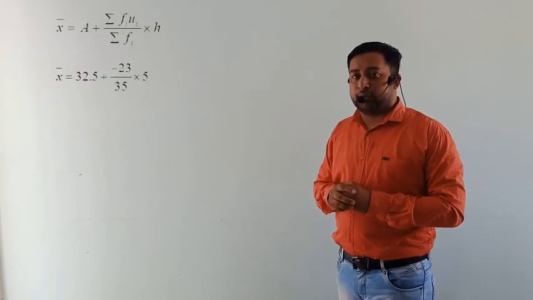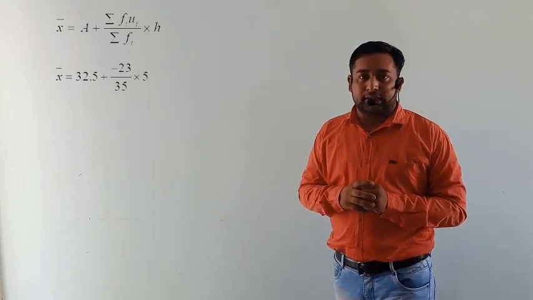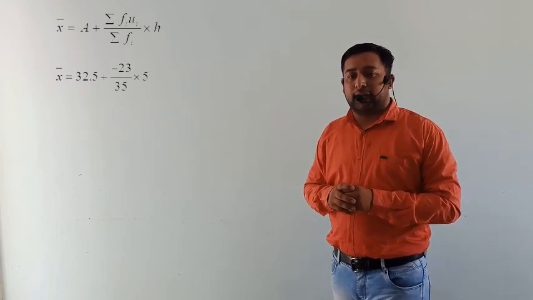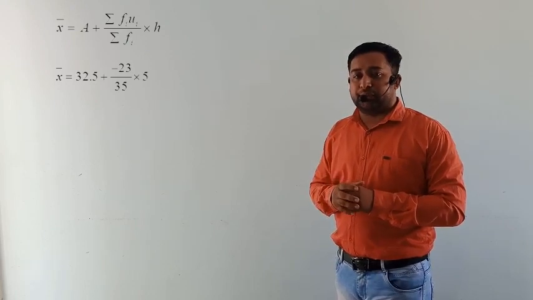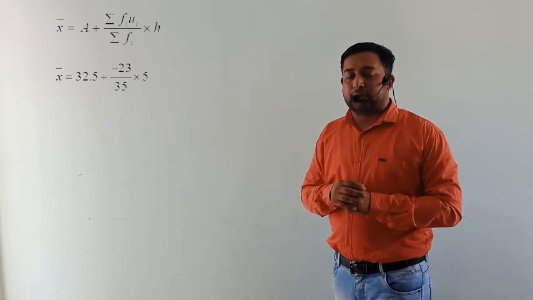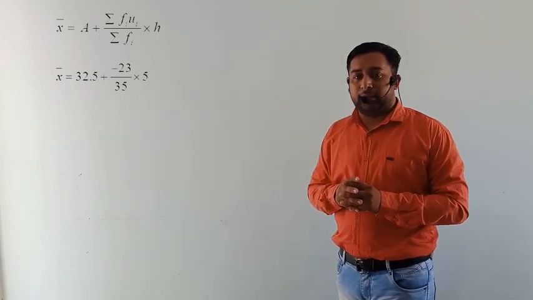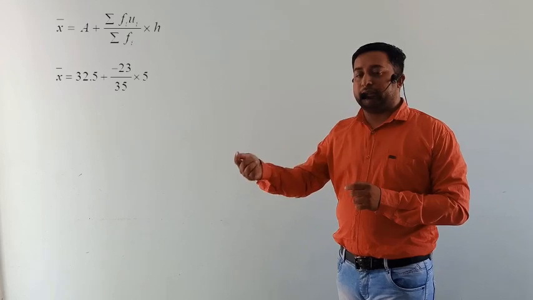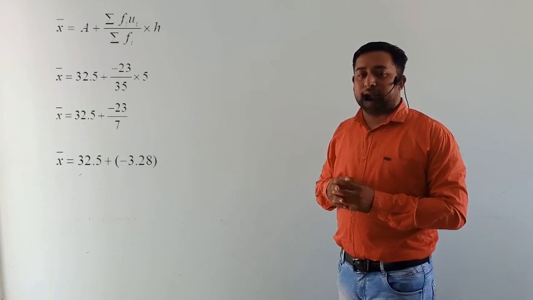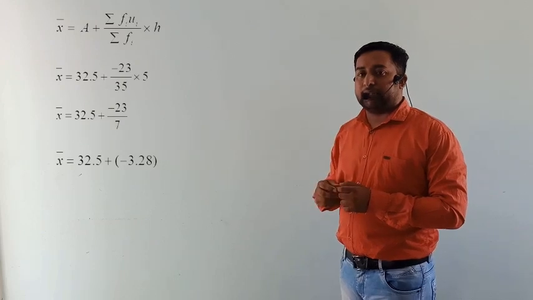Substituting all this data in the formula, x bar is equal to, what is our formula for step deviation? X bar is equal to a plus sigma fi ui upon sigma fi into h. Substituting data, x bar is equal to a is 32.5, sigma fi ui is minus 23, sigma fi is 35, h is 5. Now cutting 5 with 35, 5 7s are 35. So my term will be x bar is equal to 32.5 plus minus 23 divided by 7.